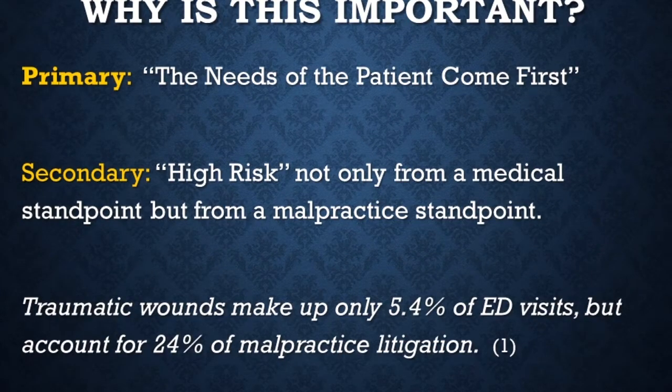So why is this important? Obviously, the patient comes first, and we really want our patients to have the best outcomes possible in these scenarios. We want them to get the highest quality and the highest value care. But secondly, these are not only high risk from a medical management standpoint, but high risk from a malpractice standpoint. So in emergency medicine, traumatic wounds only make up about 5% of ED visits, yet they account for 25% of malpractice litigation when you talk about minor wounds and traumatic injuries.